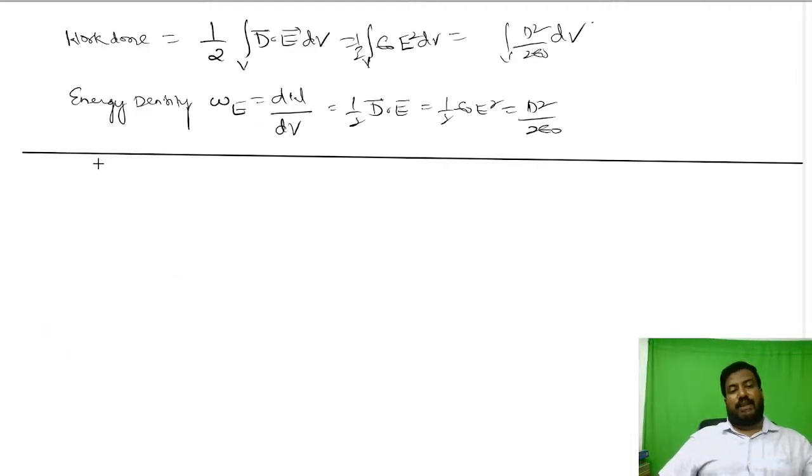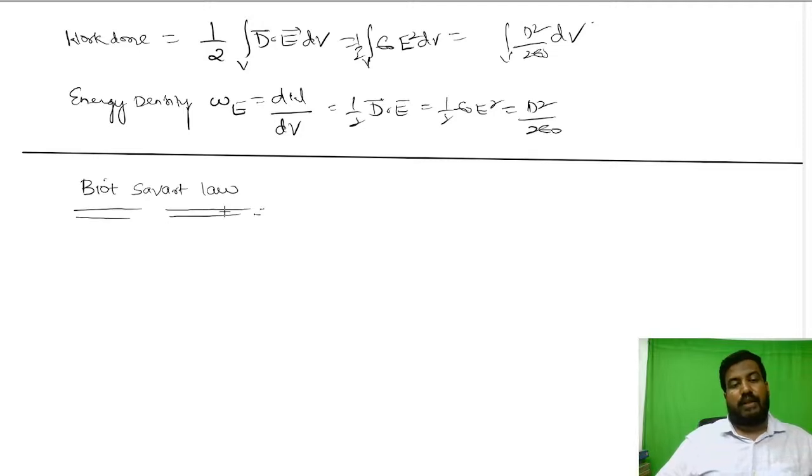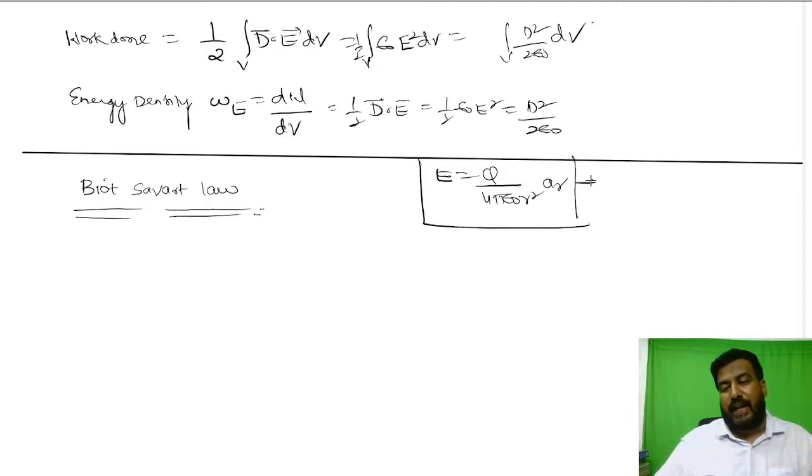In magnetic field, just like you have Coulomb's law, which is the generalized law that governs electrostatics, for magnetostatics, you have the Biot-Savart law, which governs magnetostatics. From Coulomb's law, we got electric field E is equal to Q by 4 pi epsilon naught R square aR, implying that electric field is always in radial direction.